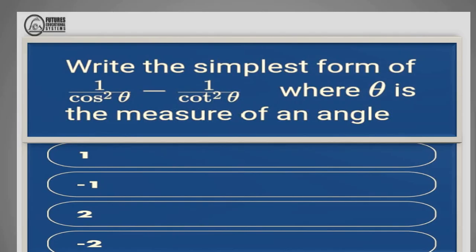This is a very easy question. 1 over cosine power 2 equals sec power 2. One over cotangent power 2 equals tan power 2. Then the result is 1.